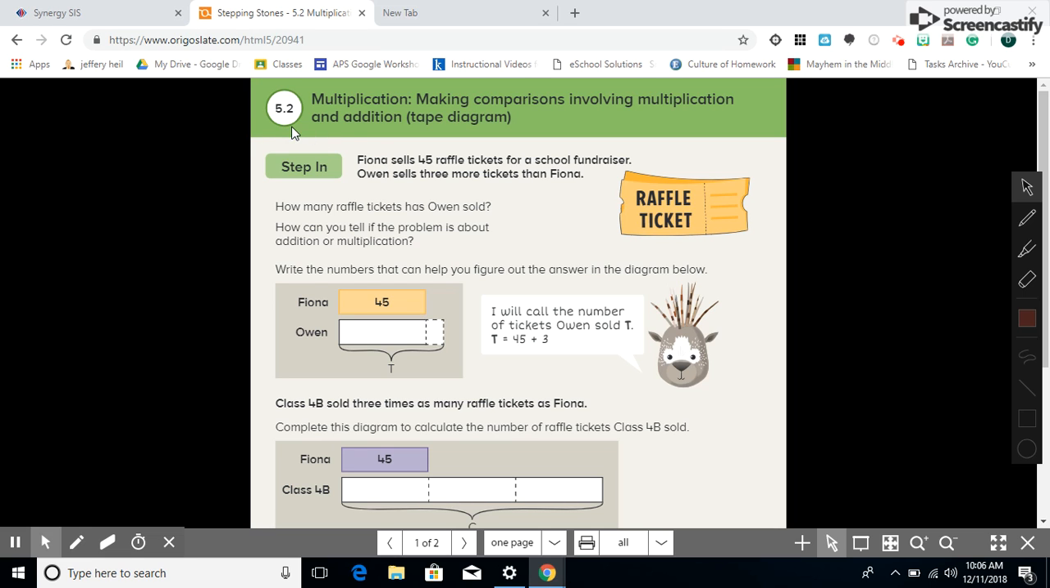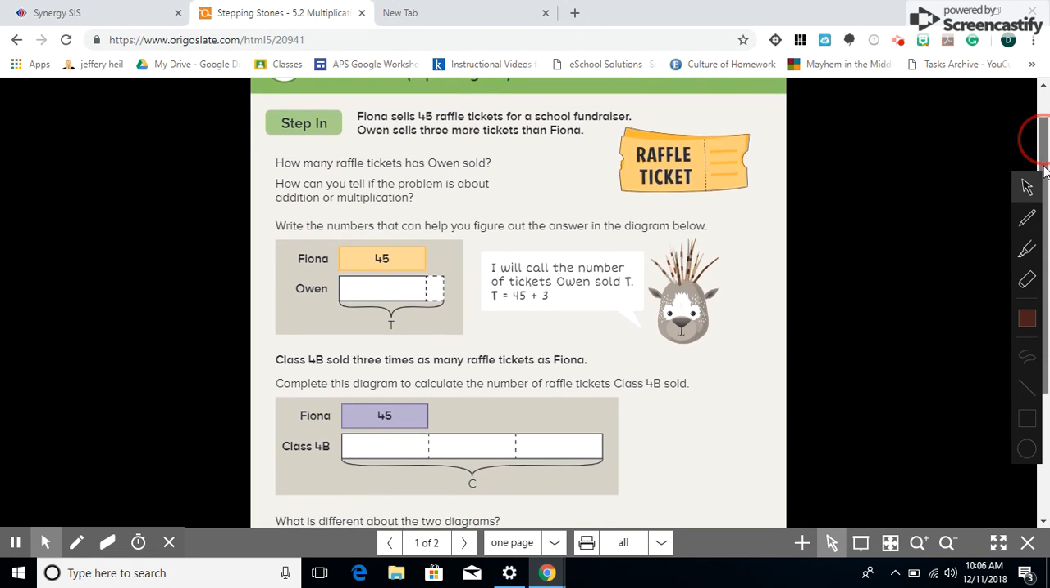This is Stepping Stones lesson 5.2. We are still using multiplication to make comparisons, and we are going to be using the tape diagram.